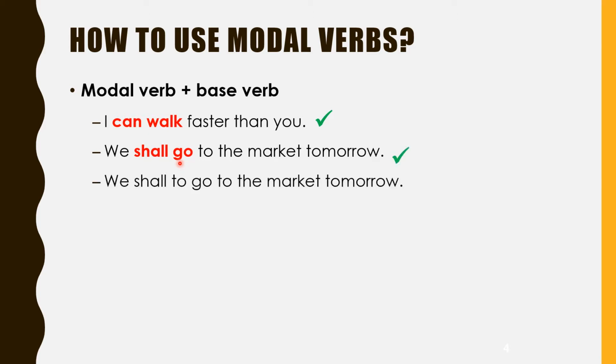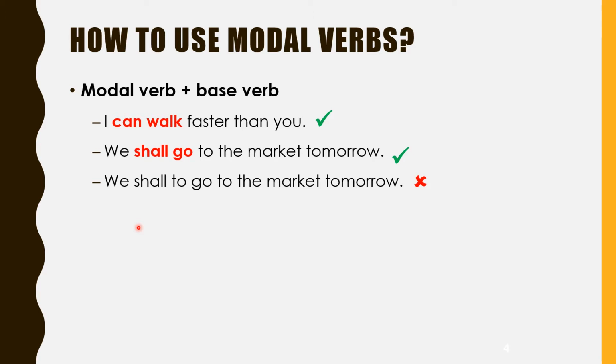But if we say, we shall to go to the market tomorrow, what's the difference? To is added here between the modal and the base verb. We know that for using modal verbs we should not use to. To should not be there actually. So we have to remove the to, then only it will be correct. So to is a mistake here because we know the modal verb should be used only with the base verb. So the sentence is wrong.